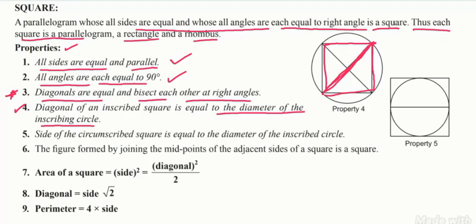Next one, side of circumscribed square is equal to the diameter of the inscribed circle. Okay, suppose a circle is inscribed in a square. So look at the figure here. We have the square. In this square a circle is passing, touching the sides of the square. Then the diameter of the circle is nothing but the side of the square. So, super important point. Next one, the figure formed by joining midpoints of adjacent sides of a square is a square.